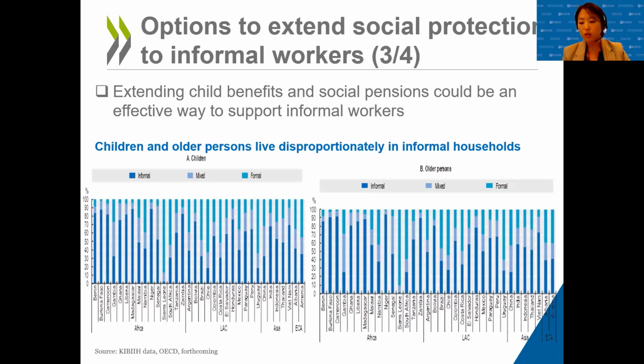So the last option to extend social protection to informal workers is extending child benefits and social pensions. From our data, we found that just over half of children and older dependents live in households where all workers are informal. This points to the potential role of child benefits and social pensions in reducing the vulnerability of informal workers and their household members.